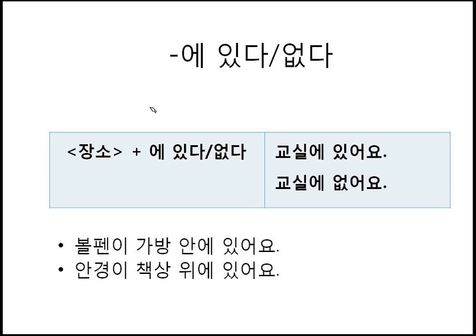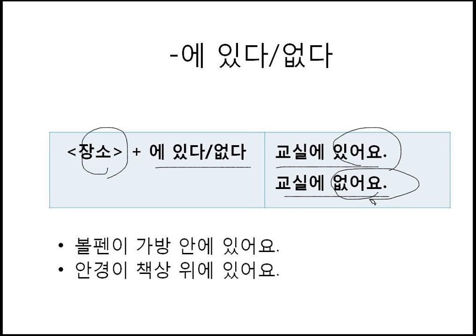Then, the last part that we're gonna study today is 에 있다, 없다. That is an expression for existence. There is, there are, is the meaning of 에 있다. However, 없다 is the negation of 있다. There isn't, there aren't. Here's a place, and 에 있다, 없다. 교실에 있어요. 교실에 없어요. There is something in the classroom. There isn't something in the classroom.